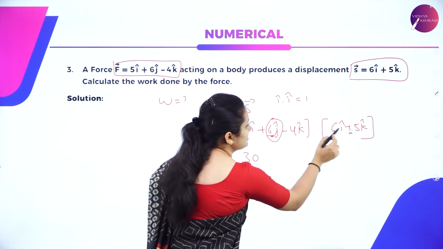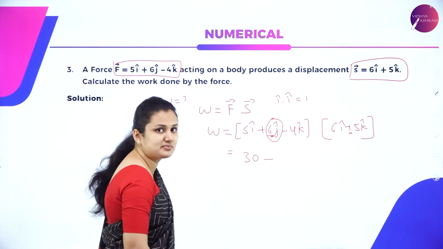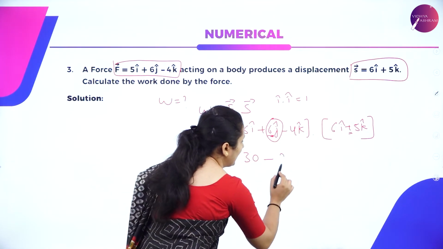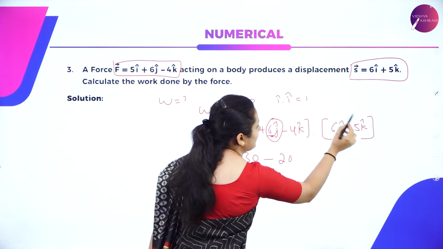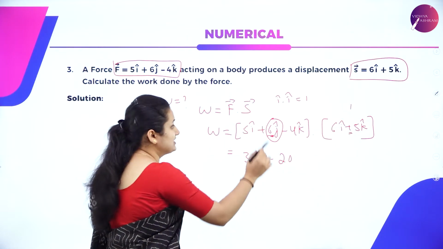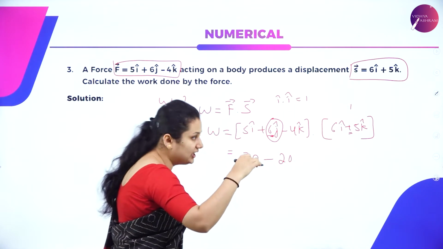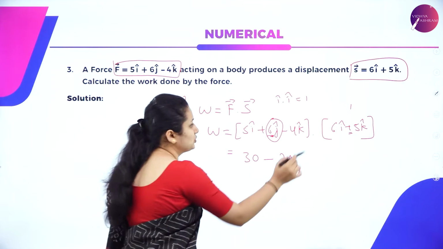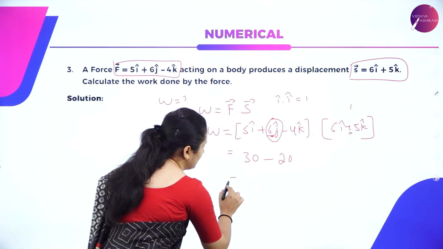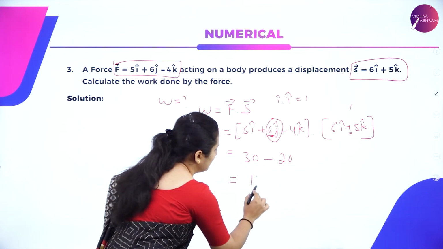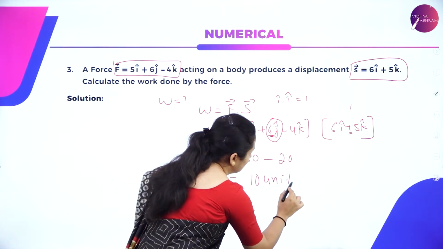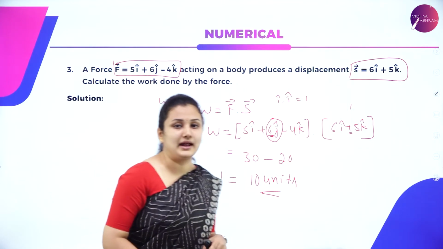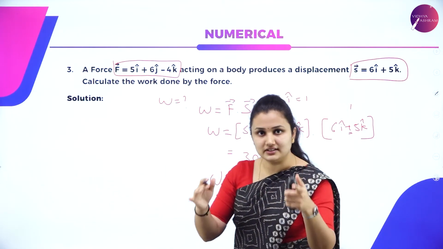So what is minus plus? Minus plus is minus. What is 4 fives? 4 fives are 20. Again k dot k, it is 1. If it is k dot i, then it is equal to 0. It is k dot k, same unit vector, so it is equal to 1. So 20 ones are 20 itself. So it is 30 minus 20, which will give me 10 units. So this is the work done by the force that has been applied on the body that is causing displacement.